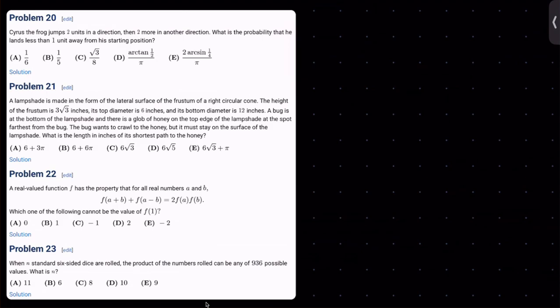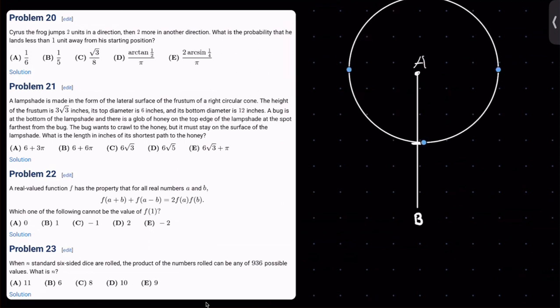We know that Cyrus, let's say that he starts at some point A here. Then if he jumps 2 units in another direction, let's call that point B. Since we want him, when he jumps back, to be less than 1 unit away from A, let's draw a circle of radius 1 around here.